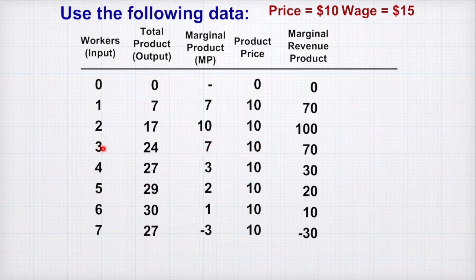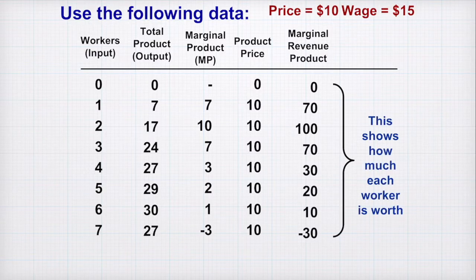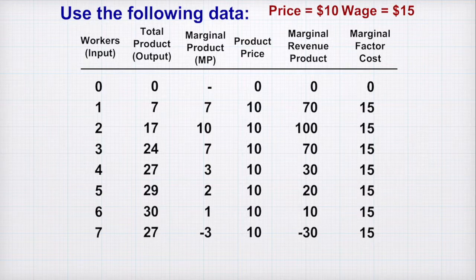So for example, the third worker gives us an additional 7 units of output, each of which we can sell for $10, which means that worker can bring an additional $70 in revenue to the firm because of the extra output they help produce. So now the question is, how many workers should I hire? Well, let's compare that marginal revenue product to the marginal factor cost of hiring each worker. Now, what do we know about that? It's constant at $15. If I hire another worker, I have to pay another $15. So that's a constant cost. So how many workers should I hire?